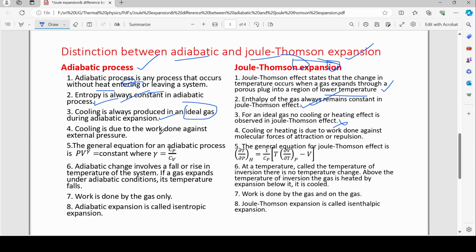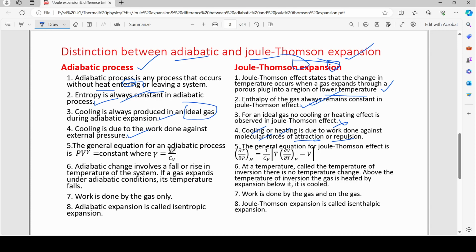Cooling is due to the work done against external pressure. Here cooling is because of what? It is because of external work done. And here cooling or heating is due to the work done against molecular force of attraction or repulsion. Here, because of molecular forces only. Cooling or heating is because of what? Work done against molecular force of either attraction or repulsion.